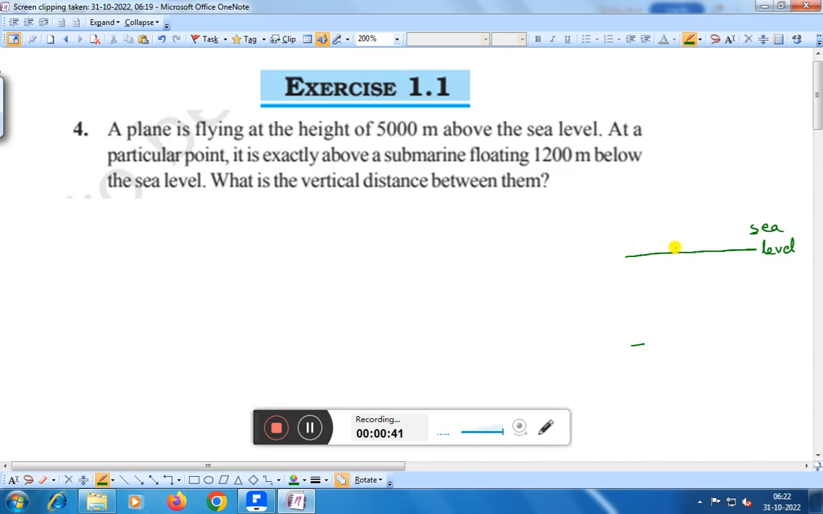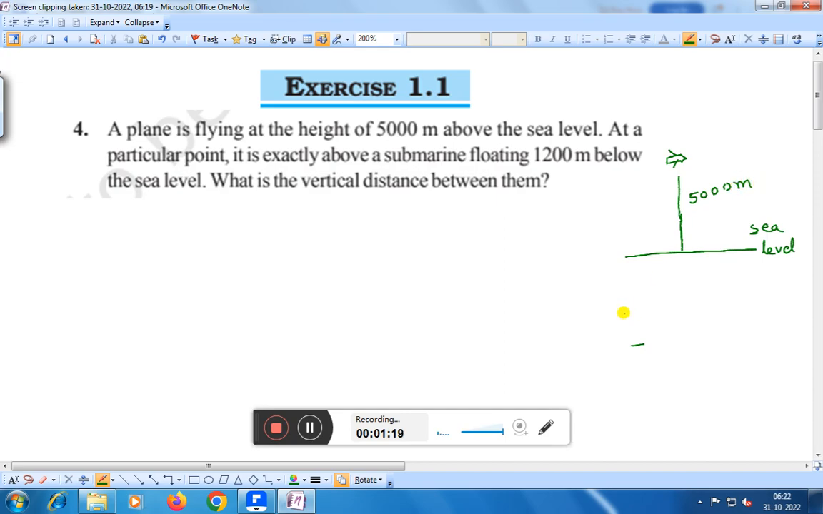Now, the plane is flying at a height of 5000 meter above sea level. So this is the plane. It is flying at a height of 5000 meter above sea level. This is 5000 meter above sea level, right?